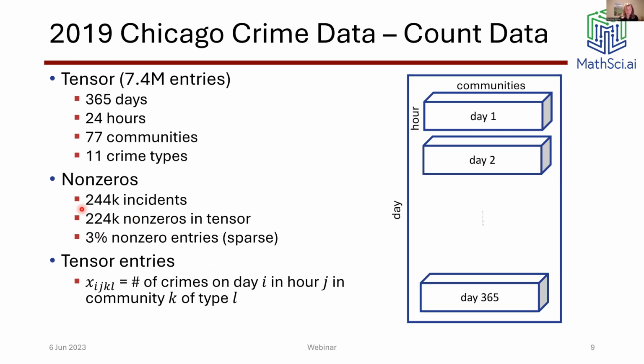There's 244,000 crime incidents that are in the database. And then when you sum them up, some have happened in the same day, hour, community, and type. So there's 224,000 non-zeros. Most of them are ones, but a few are greater than 1. So a total of 3% of the tensor entries are non-zero.